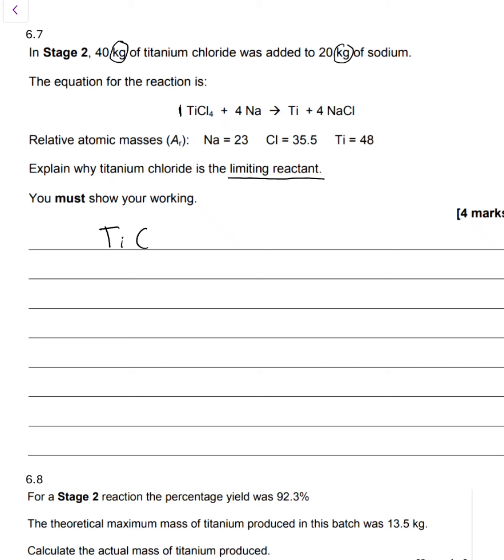TiCl4 plus 4Na. We don't need to worry about the rest because we're looking at reactants. We're not looking at products. We need to start with the Mr. And we look across here and we need to calculate the Mr. So straight away we've got 48 plus 4 times 35.5. And then we've got 4 times 23.